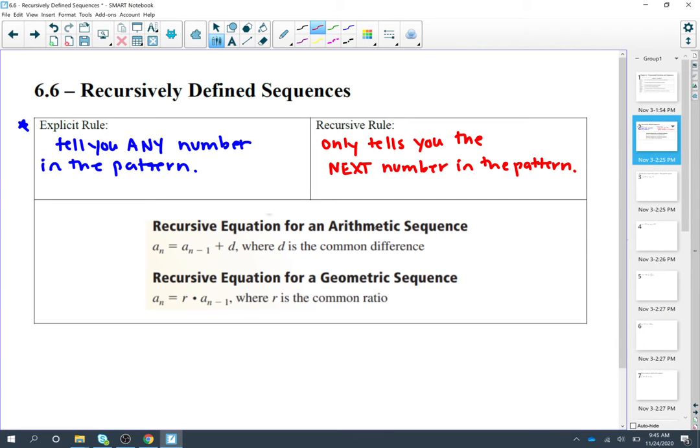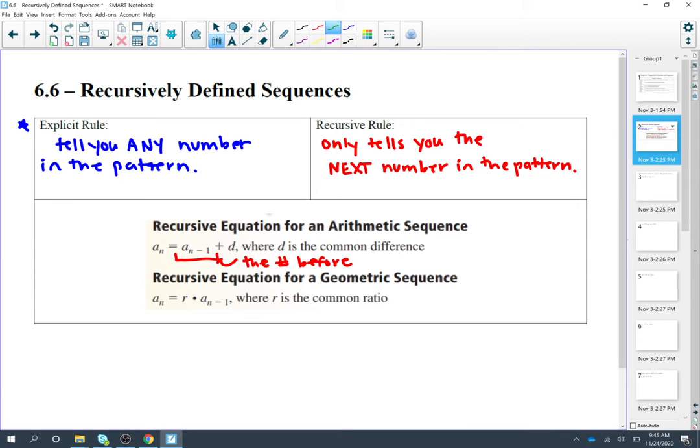Now, the recursive rule for an arithmetic sequence is going to be a sub n, that's whatever number you have, equals a sub n minus 1 plus d. The plus d is the pattern. That's the common difference. So if you're adding 5, this is add 5. This little guy right here is the number before the number you're trying to find. So if I have the first number, then this is going to be the second number, and this would be the first number. It'll make more sense once we do it.